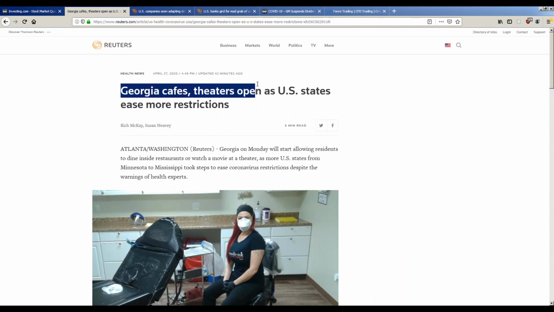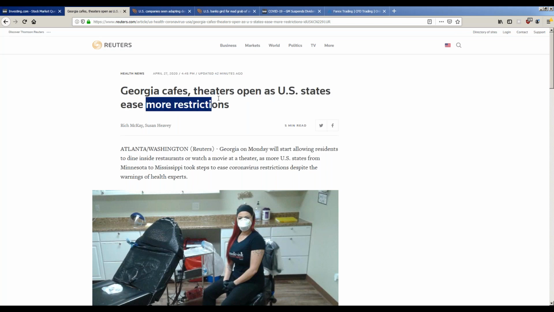Other headlines that have been here: Georgia cafes. Georgia's a state. We're not talking about the country Georgia. We're talking about a state in the U.S. Cafes, theaters open. U.S. states ease more restrictions. Again, that's giving positive sentiment to investors to say, ooh, states are starting to open up. Businesses are opening. That's going to help economies, right?